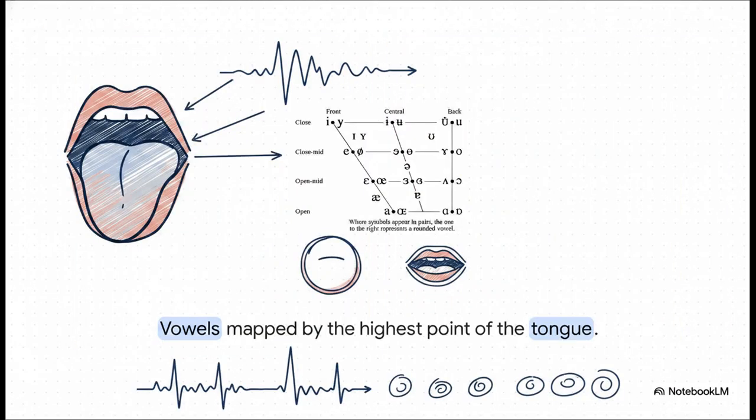Because there's no fixed point of contact to measure with vowels, linguists map these open sounds strictly by the highest point of your tongue. Notice the axes here. Is the tongue bunched up to the front, the central, or the back of the mouth? And is the jaw relatively closed, or is your mouth wide open? Literally every single vowel you speak plots a specific coordinate on this invisible map inside your mouth.